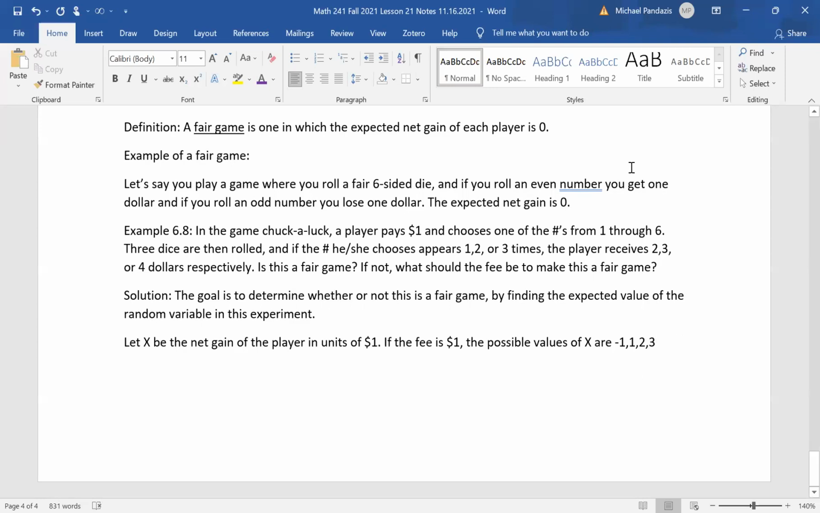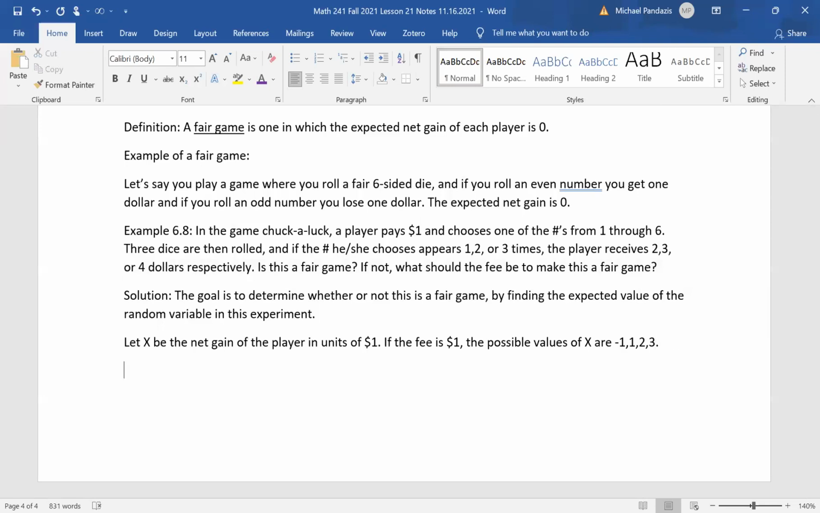Remember that the player receives $2, $3, or $4 respectively if the number he or she chooses appears 1, 2, or 3 times. And if the number doesn't appear, the player doesn't get anything. So you either lose $1 because you don't get anything back after you pay $1 to play the game, or you make $2, $3, or $4 after paying $1 to play, which means you have a net gain of 1, 2, or 3. So the possible values of X, the net gain of the player in this game, are -1, 1, 2, 3. Okay, so we have 4 possible values of X.